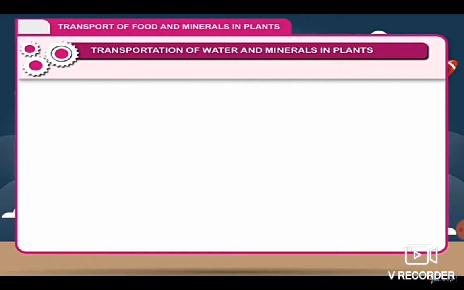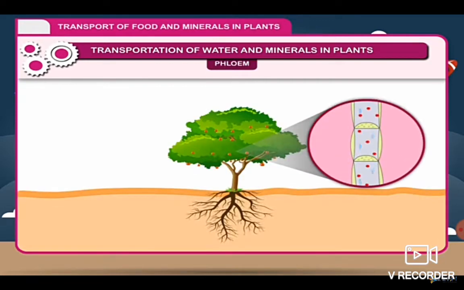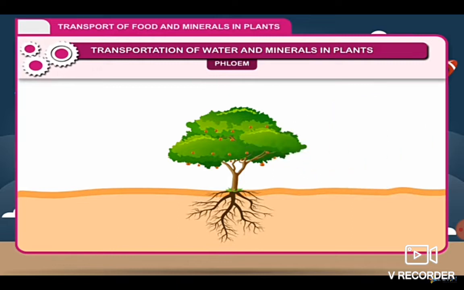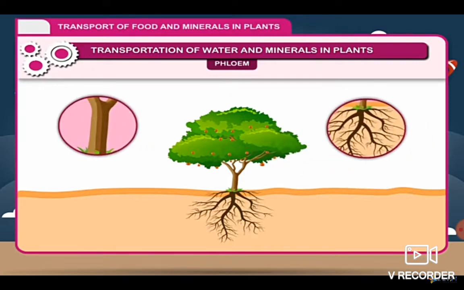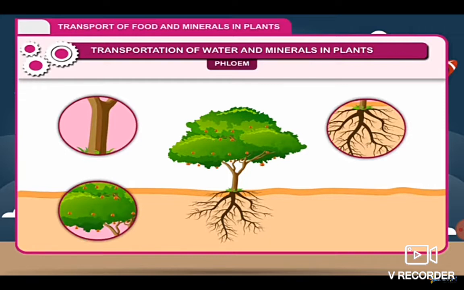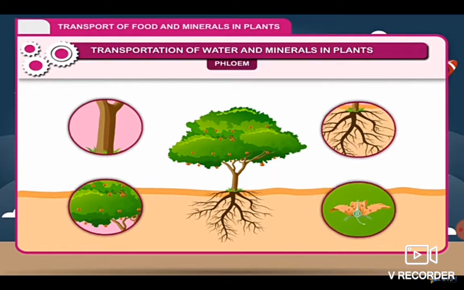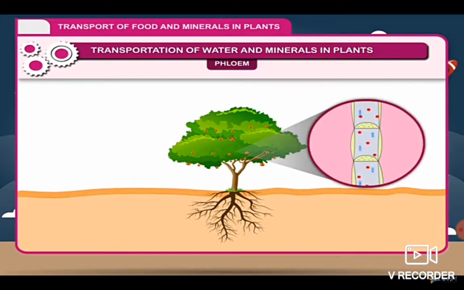Phloem. These are long, thin tubular structures placed one above the other. It conducts food produced in the leaves to the stems, roots, storage parts, and reproductive organs. The movement of food substances from the region of synthesis to the region of utilization is called translocation.